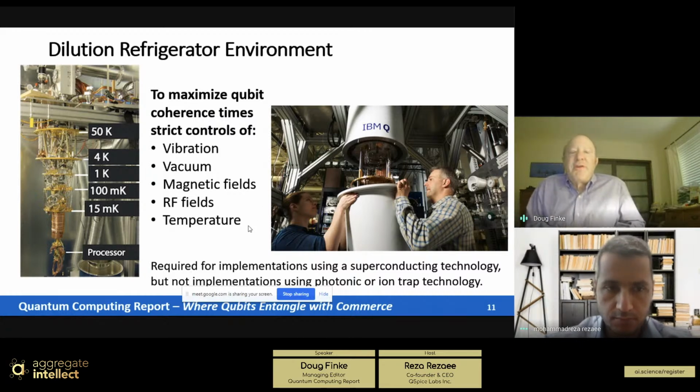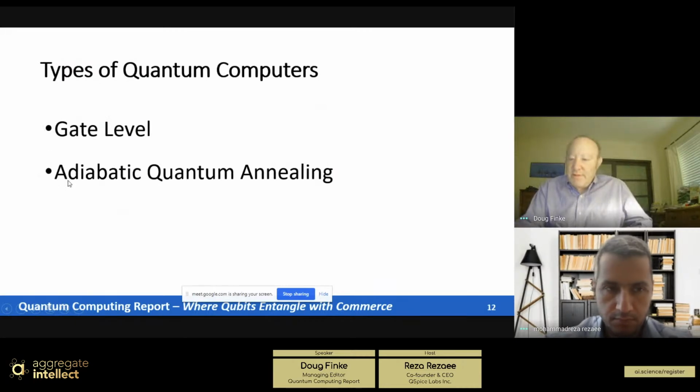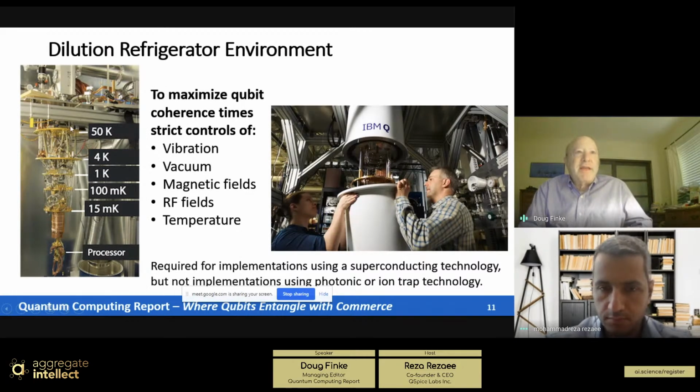These dilution refrigerators cost about $700,000 roughly, but you can see it here where it goes through stages. It starts, of course, at room temperature, which is, I'm sorry, 273 degrees Kelvin, and in various stages it cools things down to very, very low temperatures. But besides trying to minimize the temperature, these devices are also placed in vibration-free housings under, of course, vacuum, with a lot of magnetic and RF field shielding too. So these are, again, some of the challenges that the technologists have to implement.